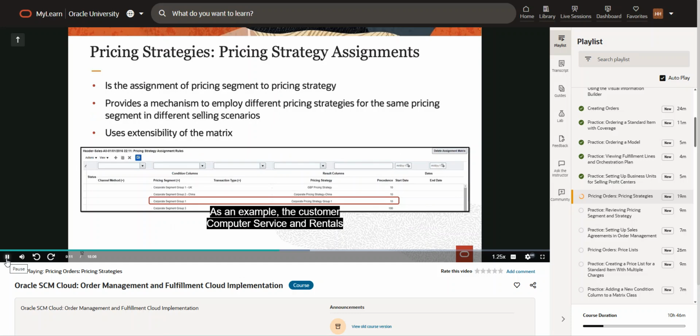As an example, the customer computer service and rentals is assigned to the corporate segment group 1 pricing segment. That means the corporate pricing strategy group 1 will be used for this customer. The matrix approach gives you a lot of flexibility, with columns to refine exactly when a certain pricing strategy should apply. Just a quick note, in order management, pricing strategies are set at the order header level, not at the line level.